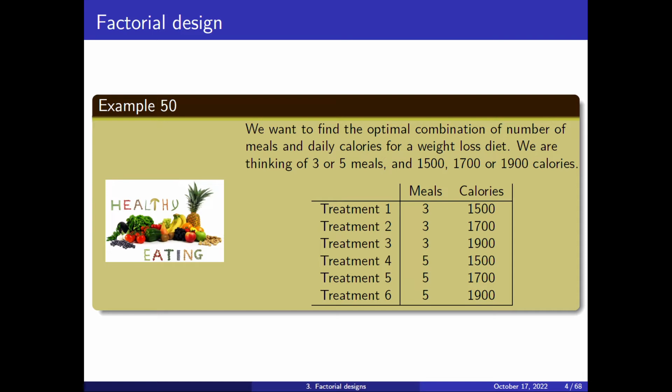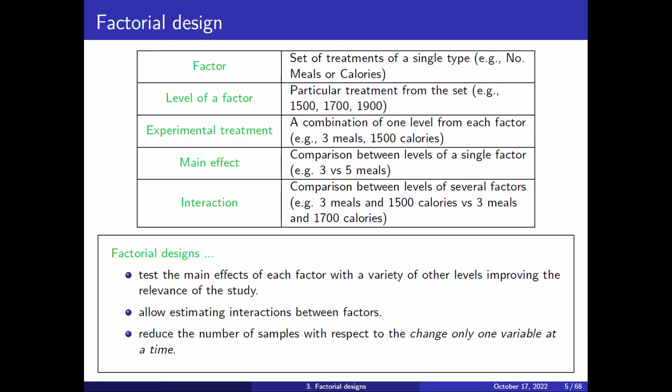But the problem with that analysis is that we see differences, but we cannot attribute those differences to the meals, to the calories, or to the interaction between the two. While the two-way ANOVA allows the factorial design itself, it allows us to identify the contribution of the number of meals, the contribution of the number of calories, and the interaction between the two.